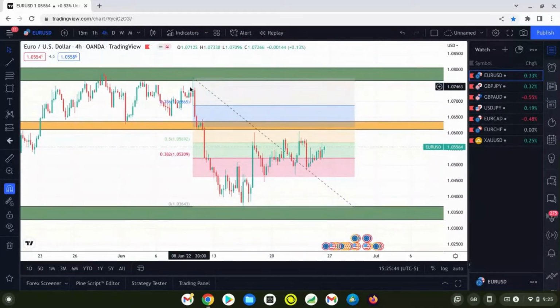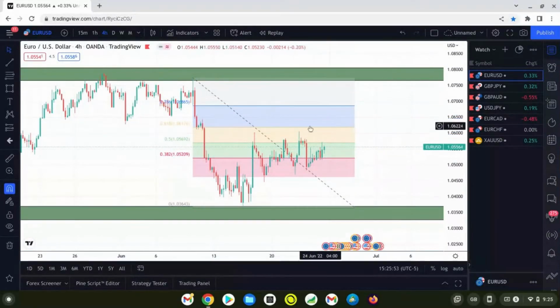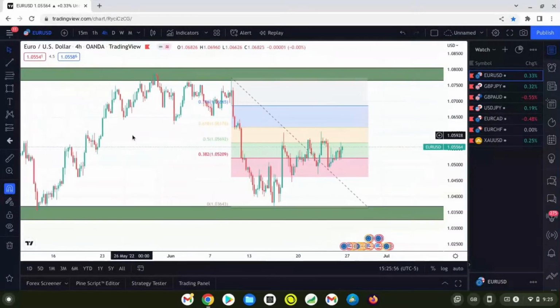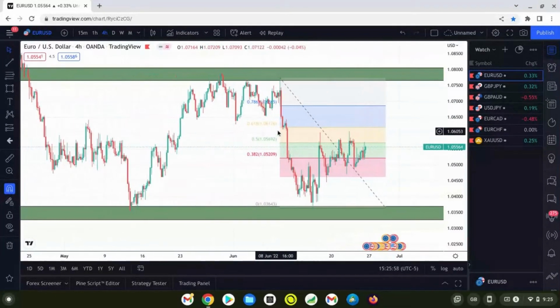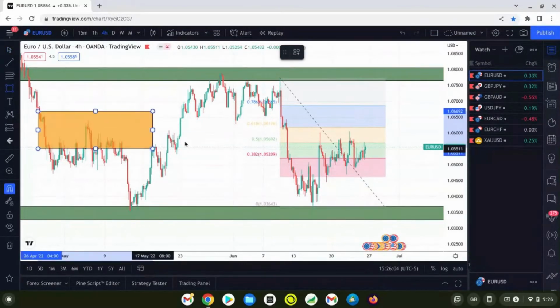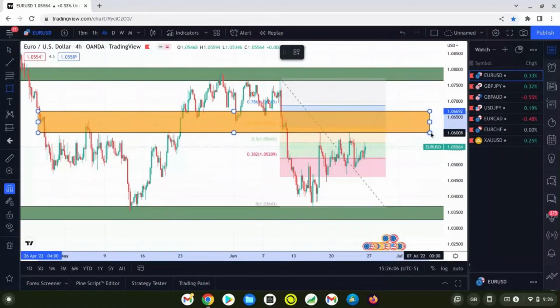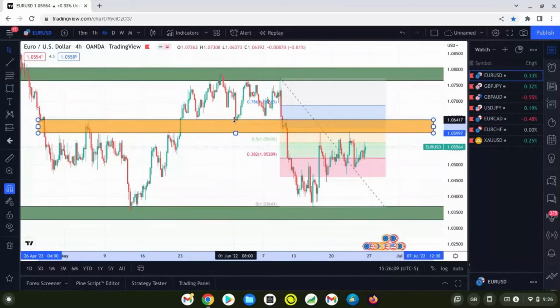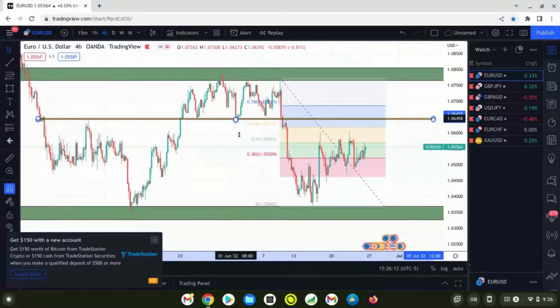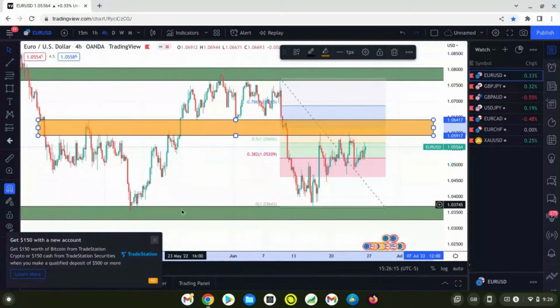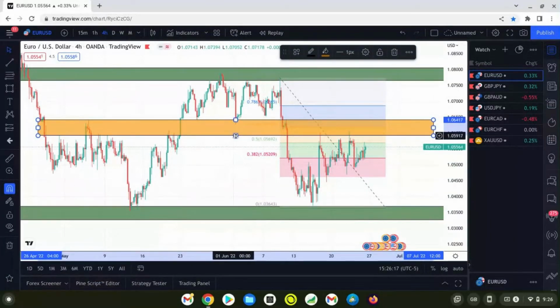So if you pull out your Fibonacci, I personally like the 61.8 retracement level, and you can see it right there, which aligns with the support and resistance we drew. You can see that right there. So let's just align this with our 61.8. Pretty sorry about that.